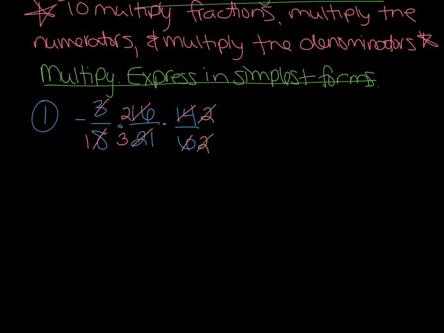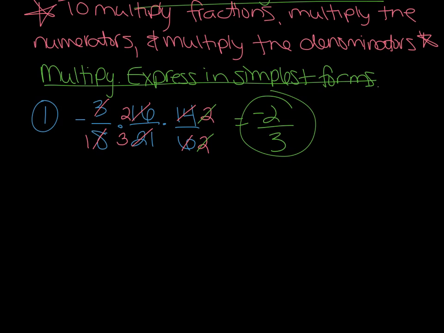Nope. So we're going to multiply everything that's left in the numerator, which ends up being 1 times 2 times 1, which is just 2, over 1 times 3 times 1, which just gives you 3. Is that my answer? No. What am I missing? A negative sign. So it's negative 2/3.